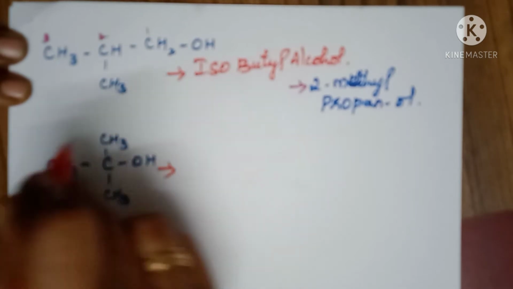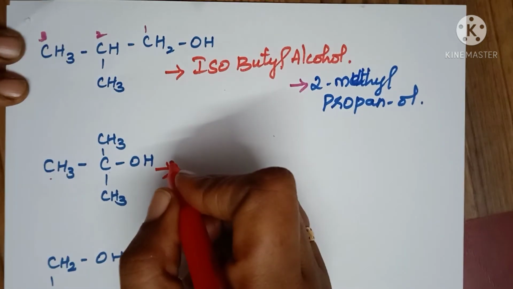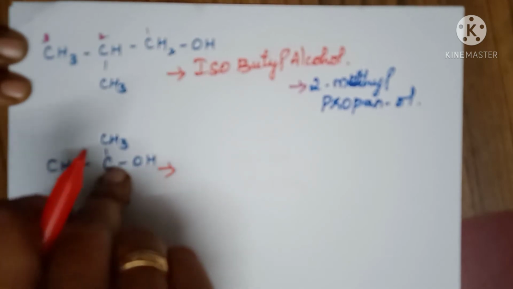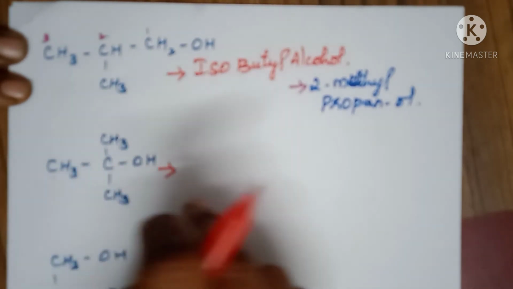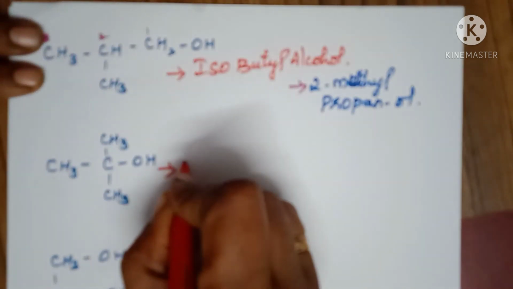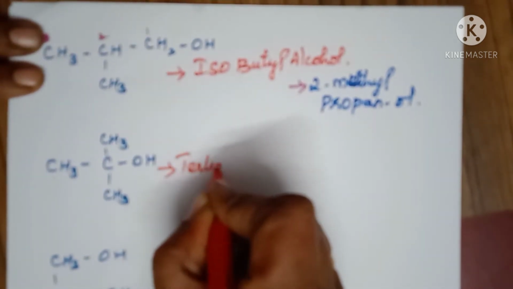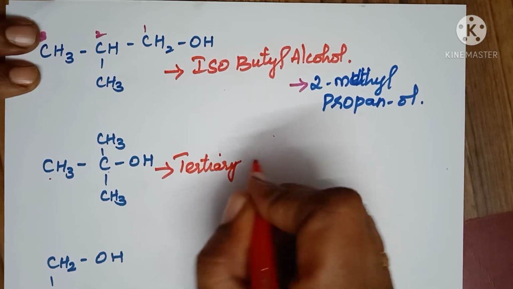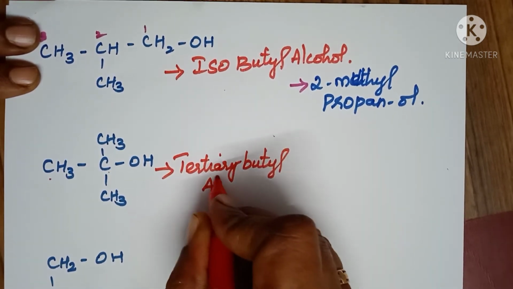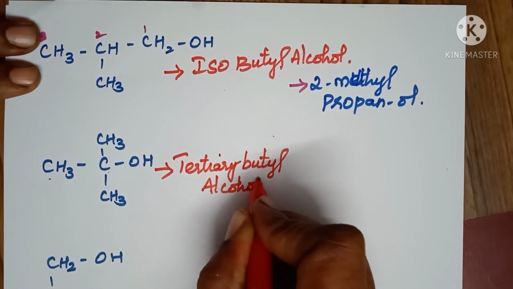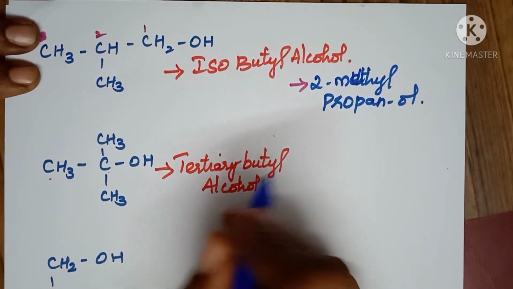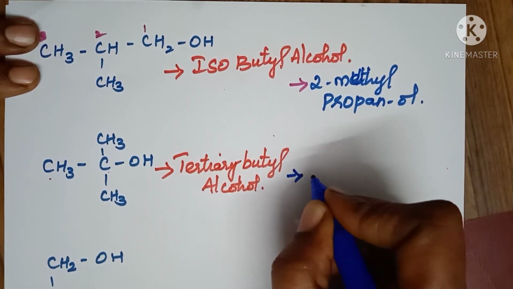Okay, now this is a common name. I would like to tell you what it is. Common name: actually, you will come to know that COH means it is a tertiary. So what is the name of this? Tertiary butyl alcohol. Now what is the common name? This is a common name. IUPAC name, how can you write it?